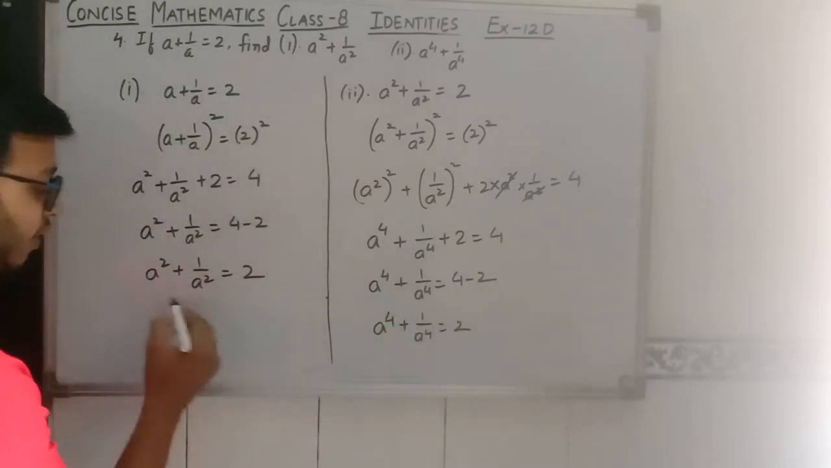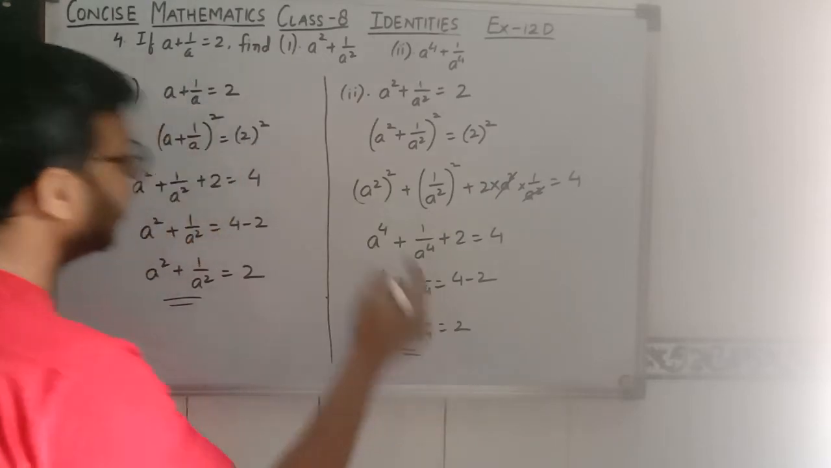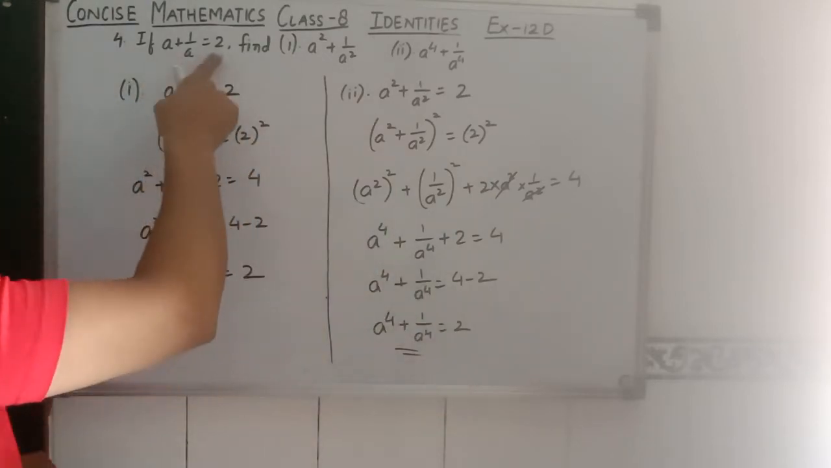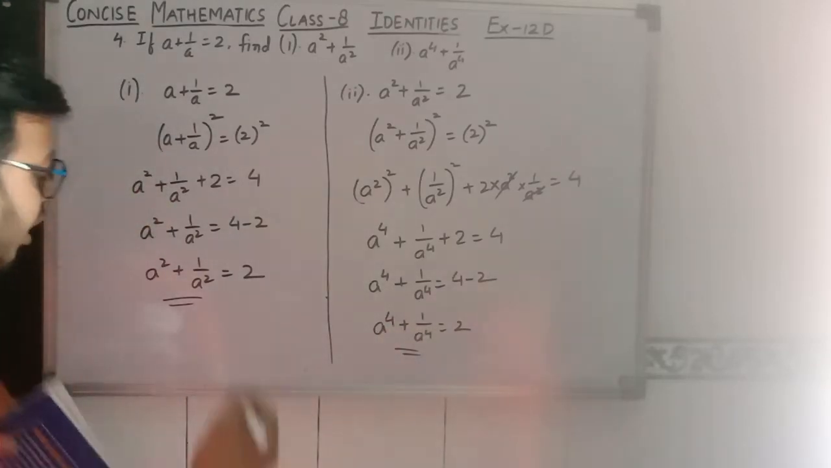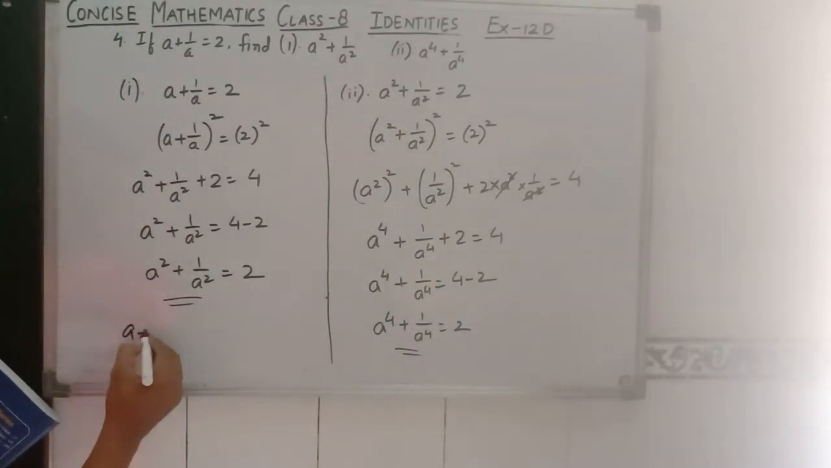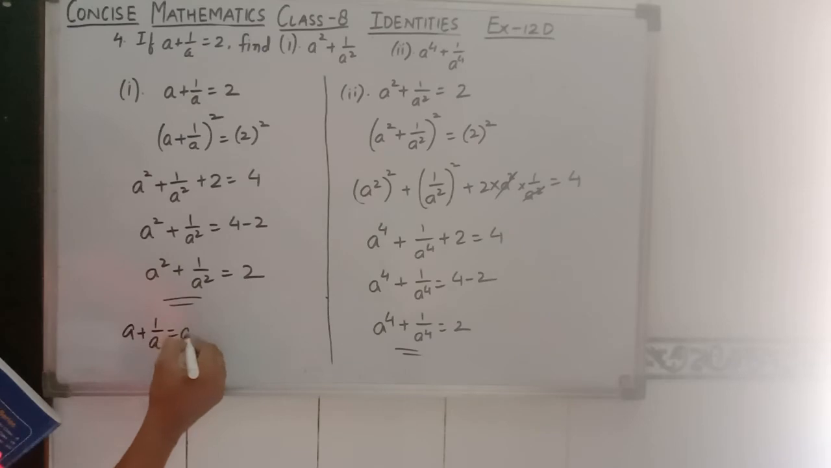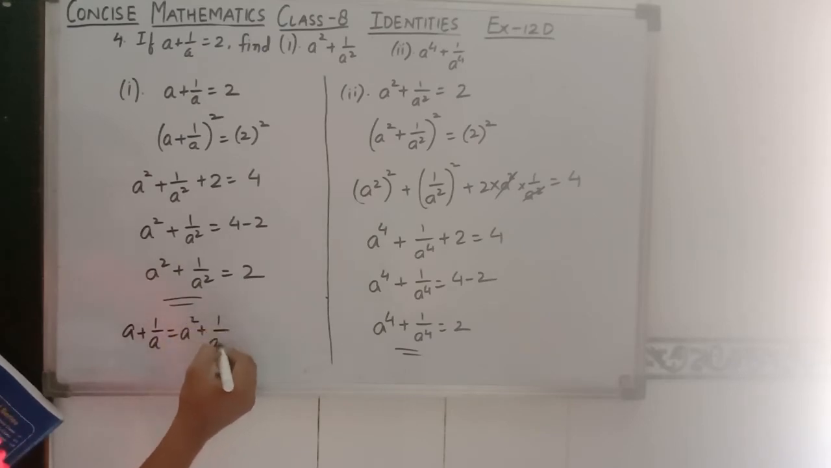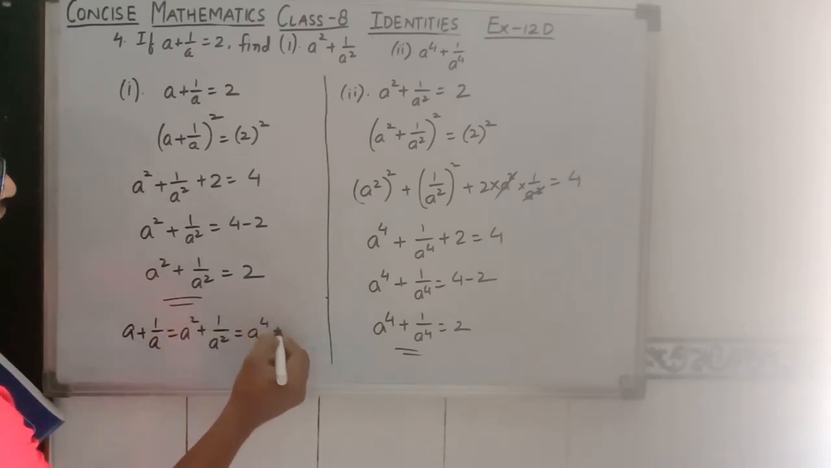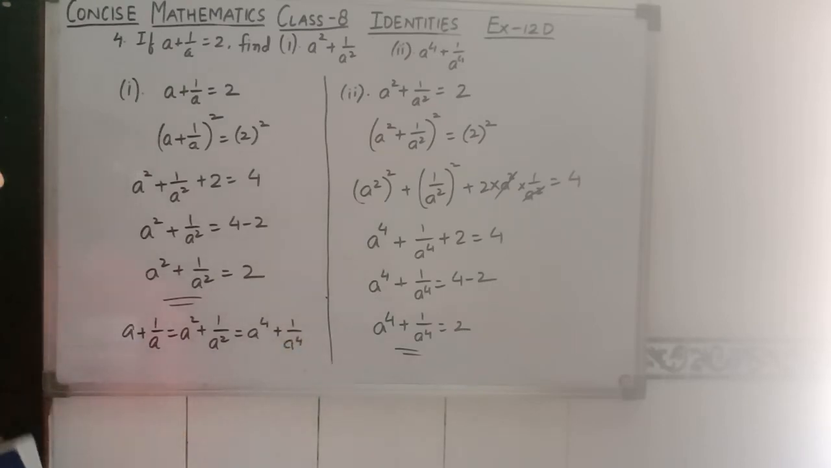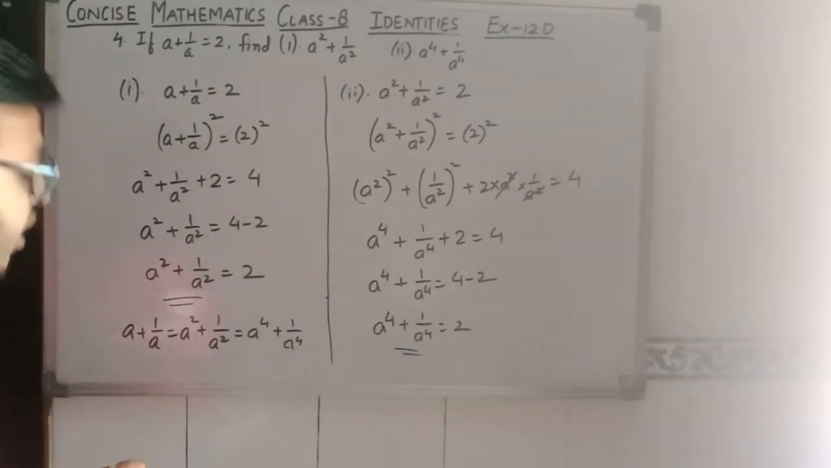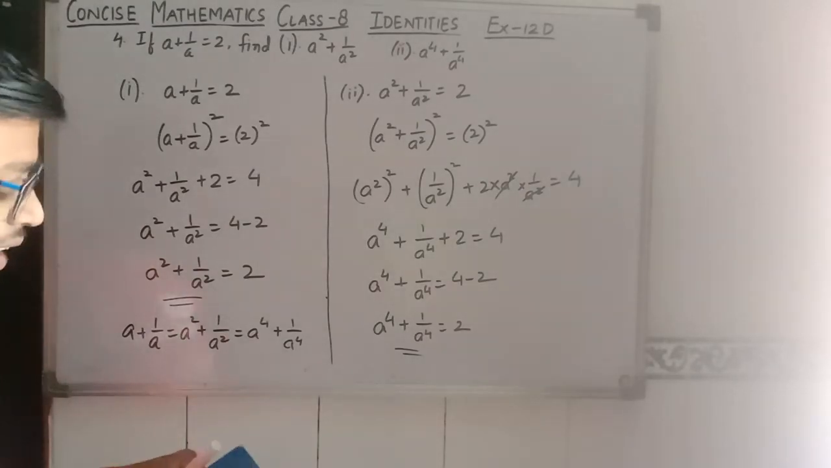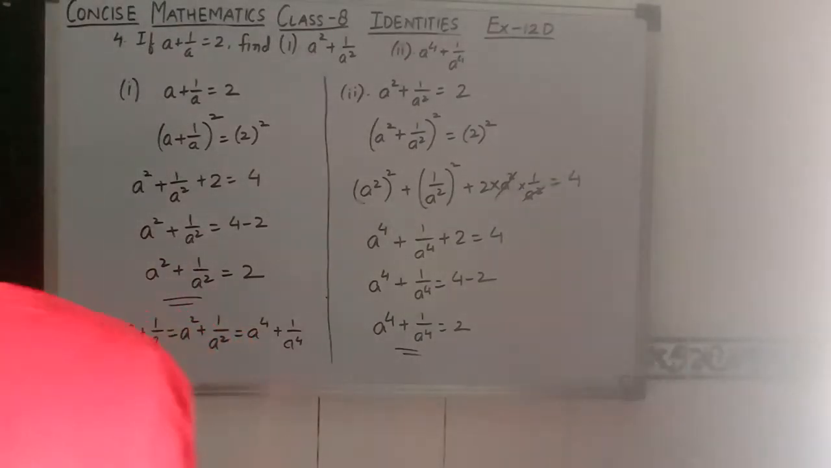So as we are observing, in both of the conditions, the value of a plus 1 upon a is 2, and the values of these two terms are also coming 2. So sometimes it can be proved also: a plus 1 upon a is equal to a square plus 1 upon a square is equal to a to the power 4 plus 1 upon a to the power 4. In this question, when 2 is given, in this series all the answers will be the same. So this is question number 4.